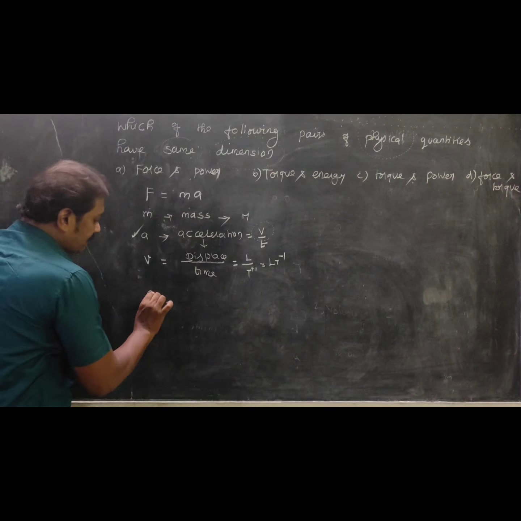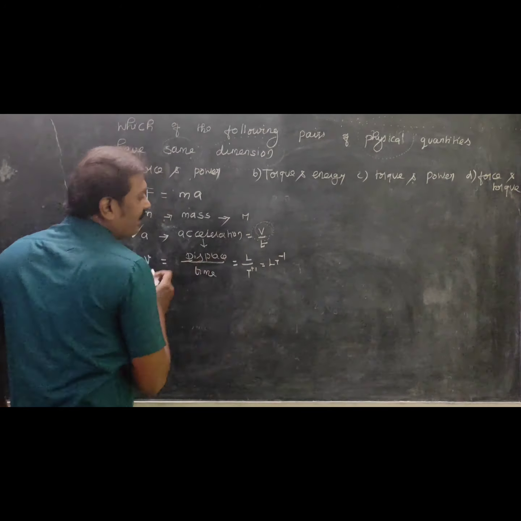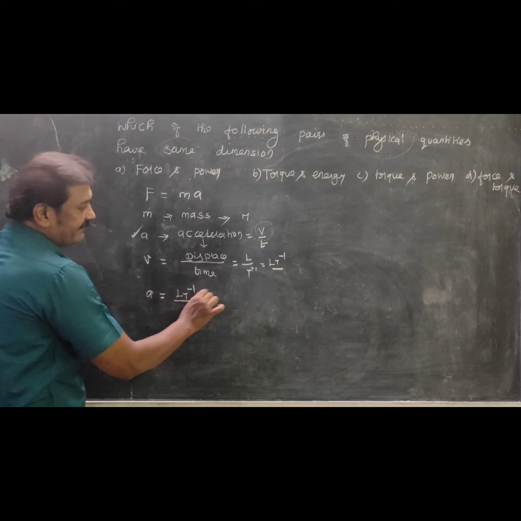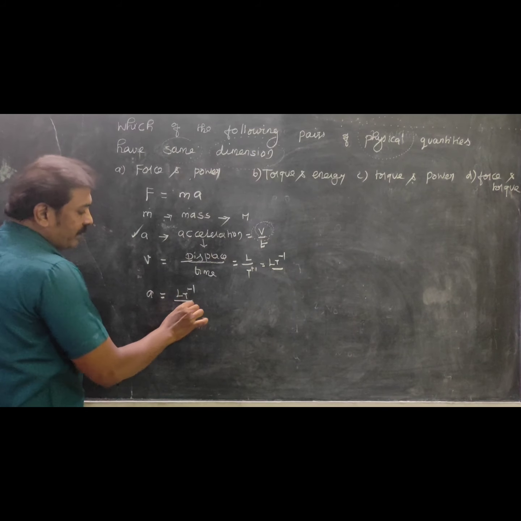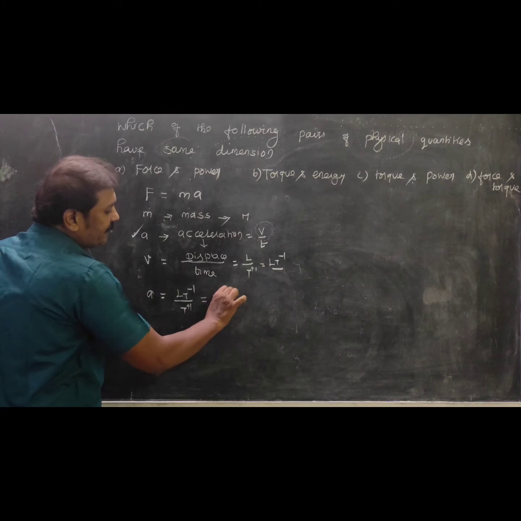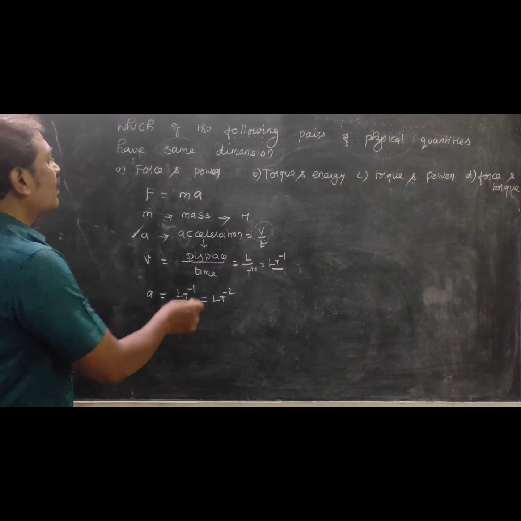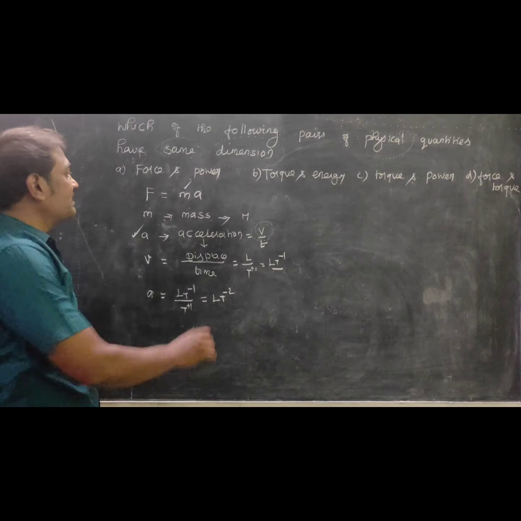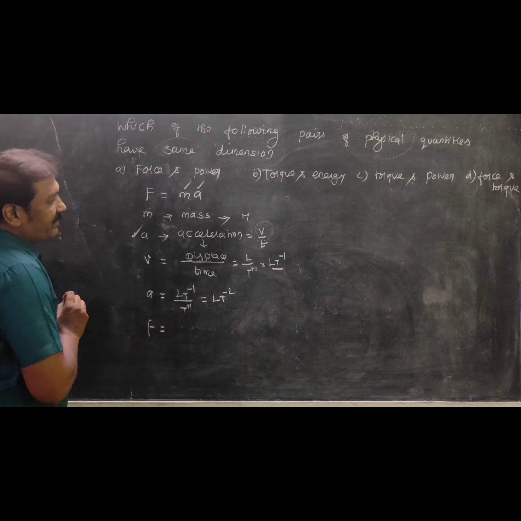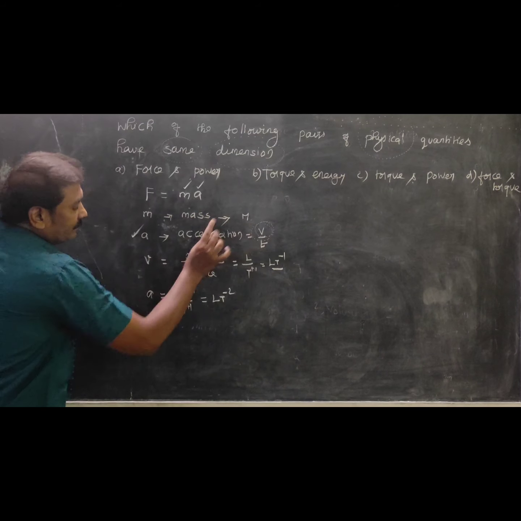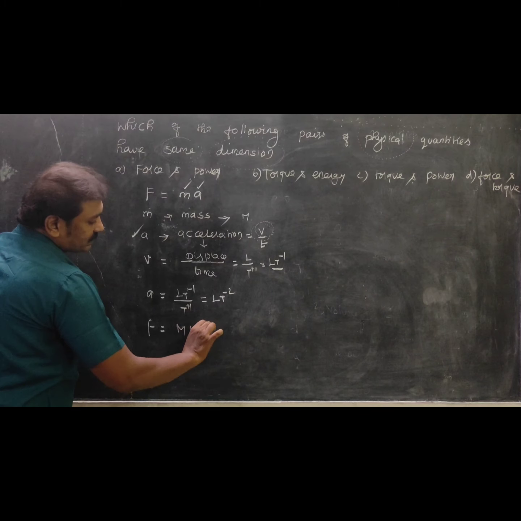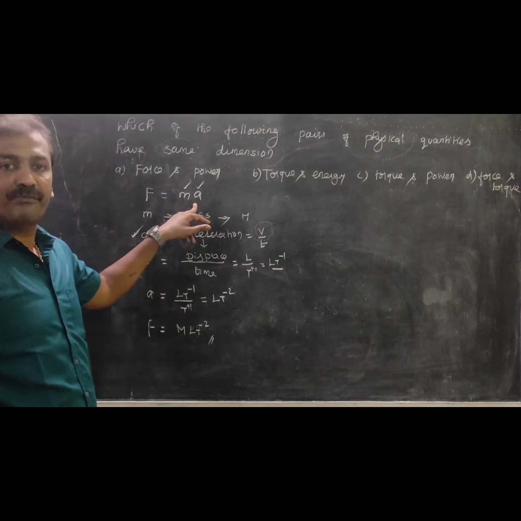Now acceleration: velocity, with dimensional formula L T power minus 1, divided by time T. Once again the plus 1 goes to the numerator as minus 1, so L T power minus 2. Now we know the dimensional formula for mass and for acceleration, so we can combine both. F equals M into L T power minus 2. So this is the dimensional formula for force.